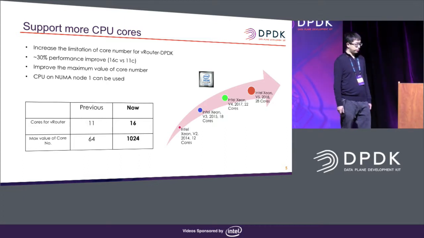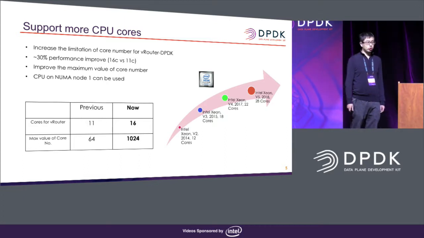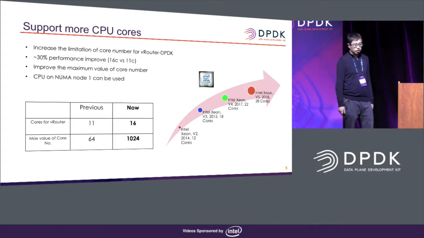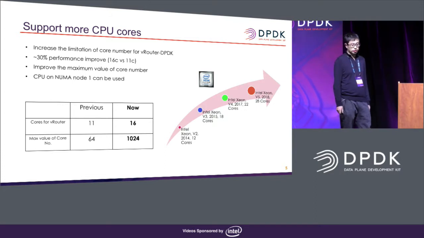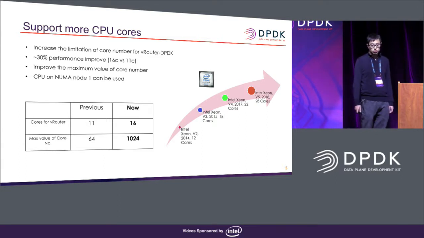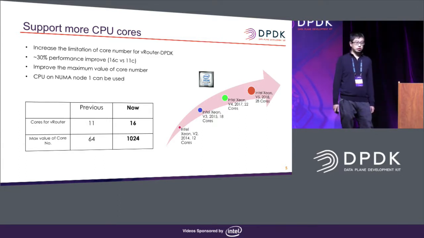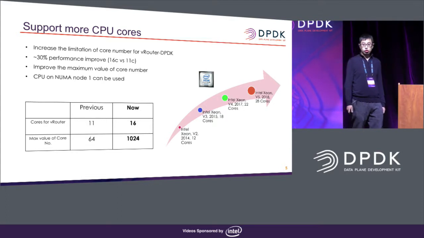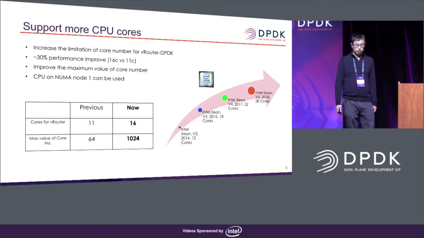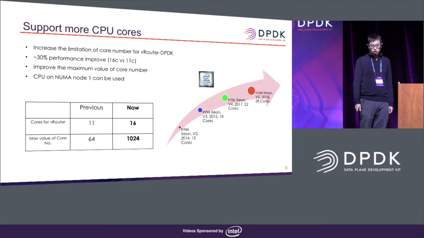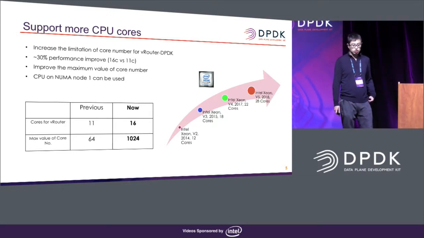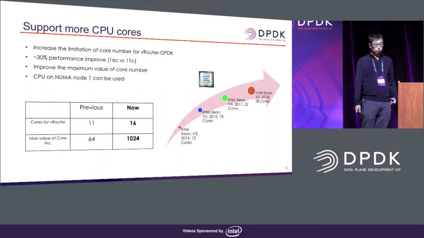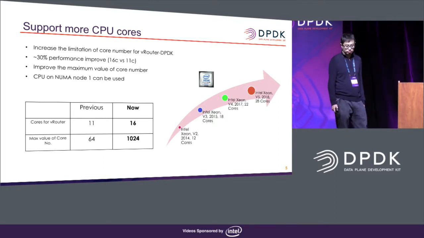So in early Tungsten Fabric releases, it only supported 11 cores, because one core is bound to each NIC queue, and it could only support 11 NIC queues. Now we have removed this limitation, and we tested the performance with 16 cores, and we can see about 30% performance improvement. Also, we enlarged the max value of core numbers. Also, in the previous Tungsten Fabric solution, it could only use the CPUs on one socket. Now we can use both sockets.